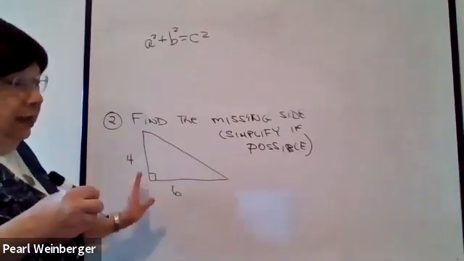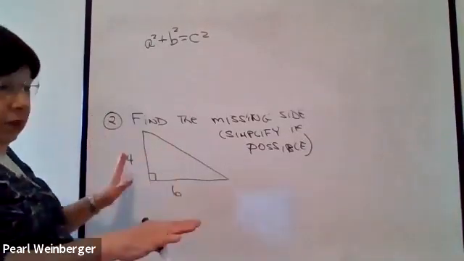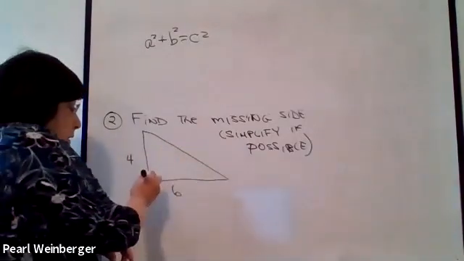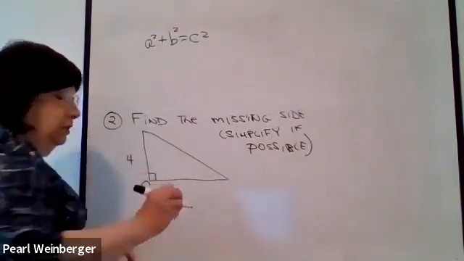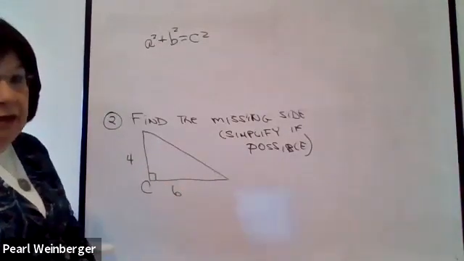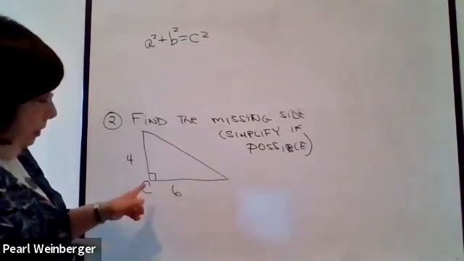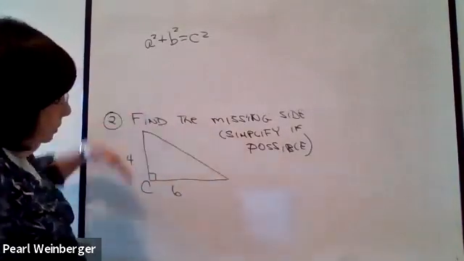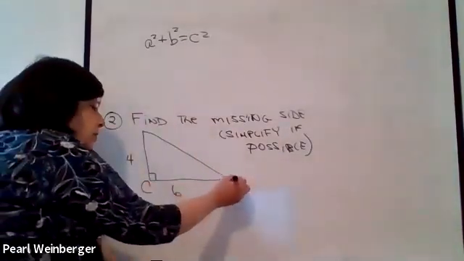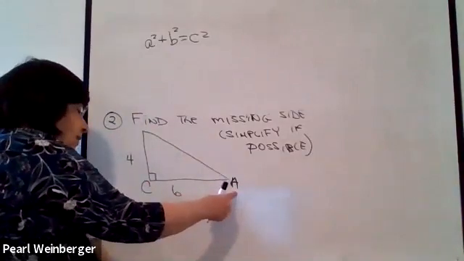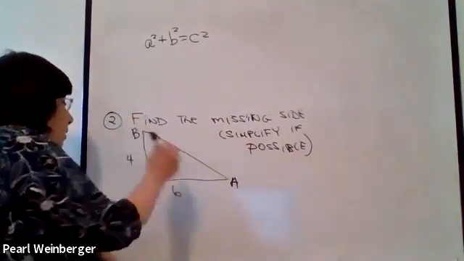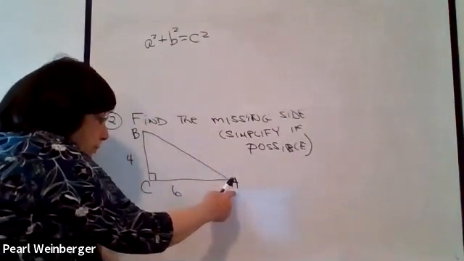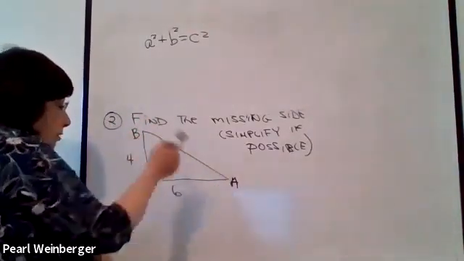Remember, if you wanted to put letters on here, we usually put the C by the right angle. So the one that's right across it is what we call the hypotenuse. The A and the B we could interchange. I usually put the A on the bottom and the B on the top, but there would be nothing wrong with putting the B here and the A here.